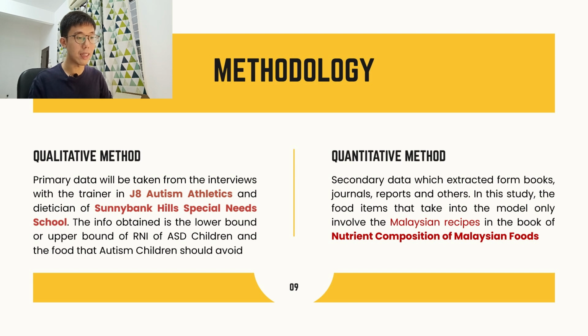So qualitative methods and quantitative methods are used in data collection. Primary data will be collected through interviews with JED Autism Athletics and Sunnybank Hill Special Needs Schools to verify the RNI for normal children and ASD children, and the nutrients that should be required or should be avoided by the ASD children as well. Secondary data is obtained from books, journals, and reports, while the food items involved in the studies are from the Nutrient Composition of Malaysian Foods, which are all the food recipes in Malaysia.